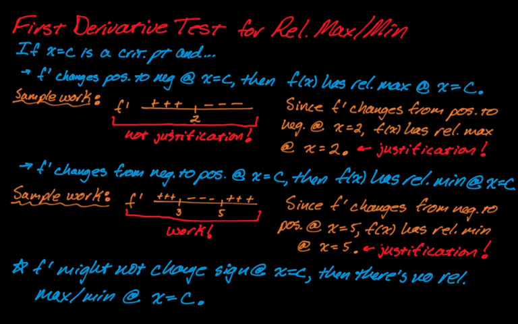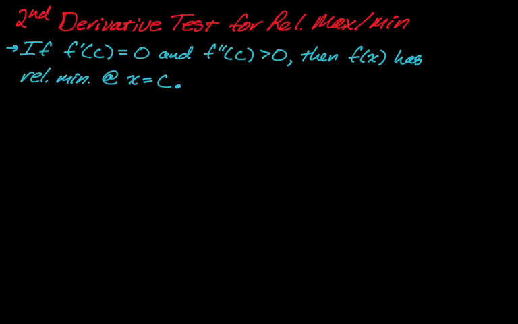All right, so that's our first derivative test for relative maximums and minimums. We could also use the second derivative test. Here's what that says. It's 2 parts. If f prime of c equals 0, and this is big, you can't have a critical point where the derivative doesn't exist. That will not work here, because if the first derivative doesn't exist, the second derivative cannot exist. But if f prime of c is 0 and f double prime of c is greater than 0, then f of x has a relative minimum at x equals c.